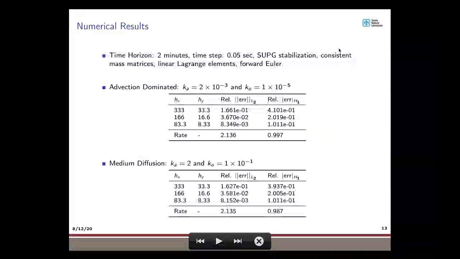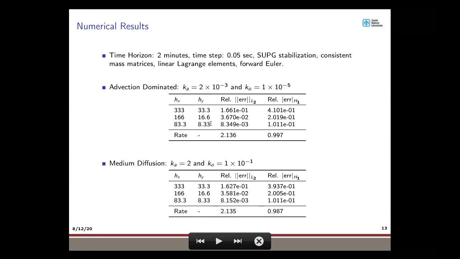The time horizon is very short. I'm using implicit time stepping. Probably not the best idea, but it works for people. I have a super small time step, G stabilization, consistent mass matrices, pretty vanilla finite elements, and of course Forward Euler. And I look at the convergence rates of the L2 and H1 error in space for varying diffusivities.